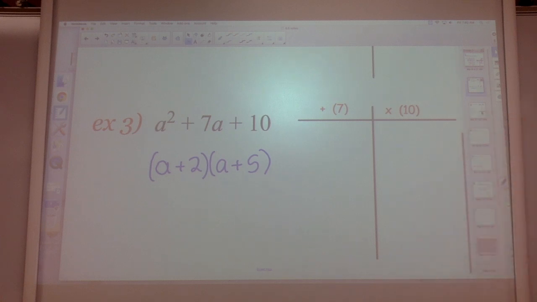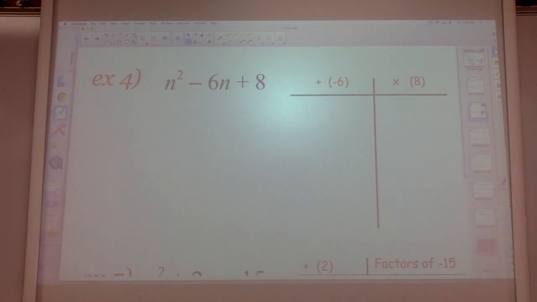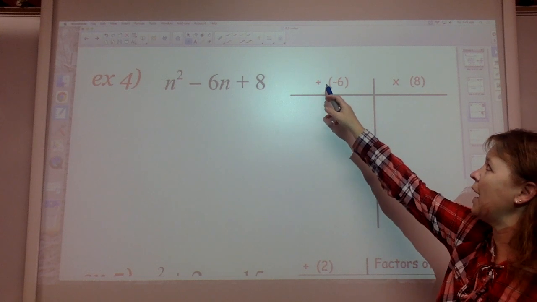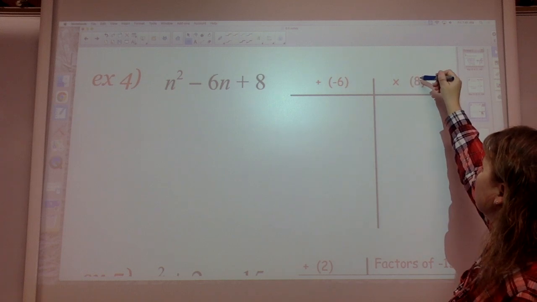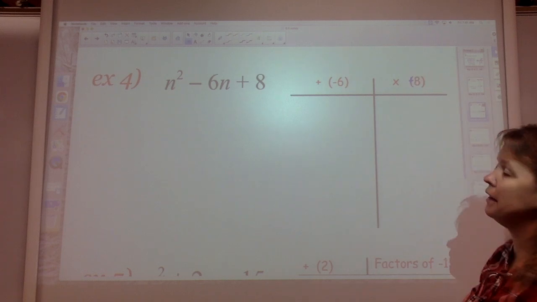All right, let's change it up a little bit here. Now we've got a negative 6 in the middle. Go ahead and take the time to write this down: n squared minus 6n plus 8. Now we have a negative 6. So we have to make sure that when we add these two numbers, they equal a negative 6. But when you multiply them, they have to be a positive 8.